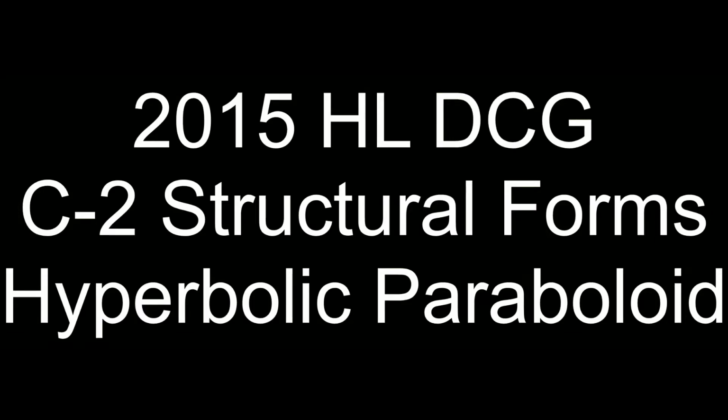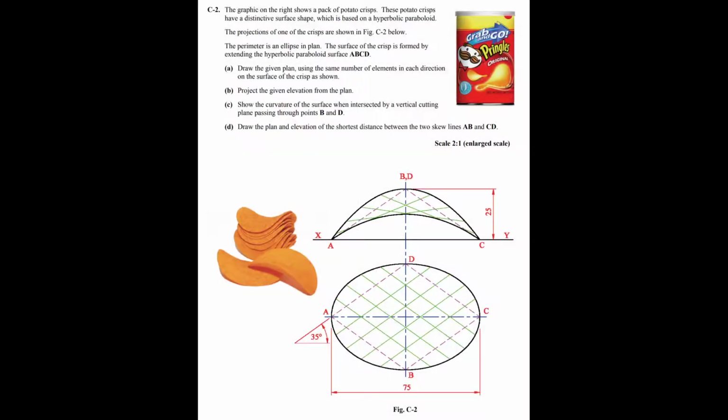This is the 2015 higher level question C2, structural forms, and this question is based around a hyperbolic paraboloid. The graphic on the right shows a pack of potato crisps. Potato crisps have a distinctive surface shape which is based on a hyperbolic paraboloid. Projections of one of the crisps are shown in figure C2 below.